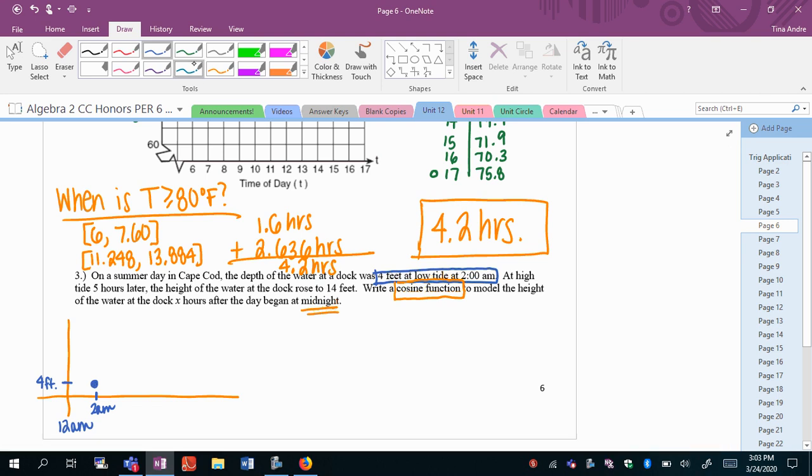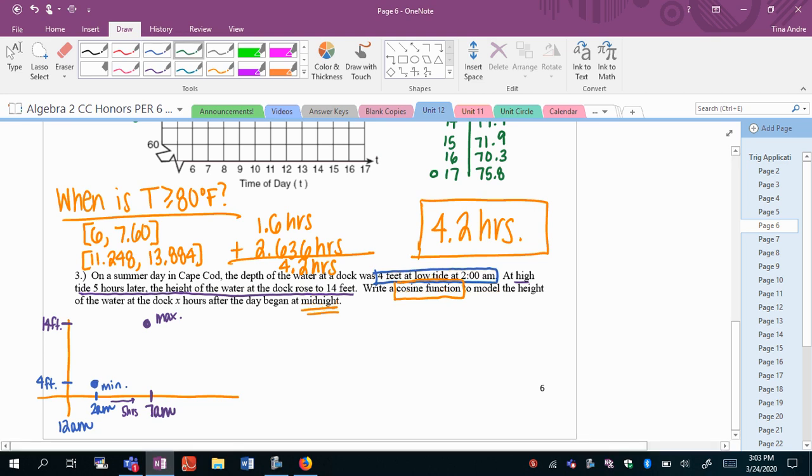And then 5 hours later, that's going to give us till 7 a.m. That's high tide. Oops, I meant to draw that a little straighter here. So high tide, now the height's at 14 feet. So now we're up here at 14. Again, I'm just kind of getting this down as a visual. And since we're going from low tide to high tide, this is telling us that this is the maximum. That's the highest point. This is the minimum. This is the lowest point.